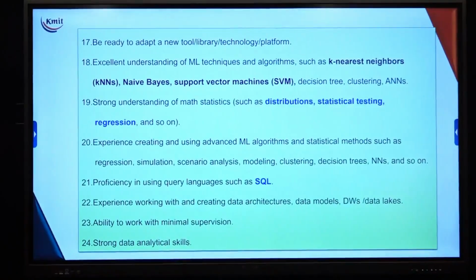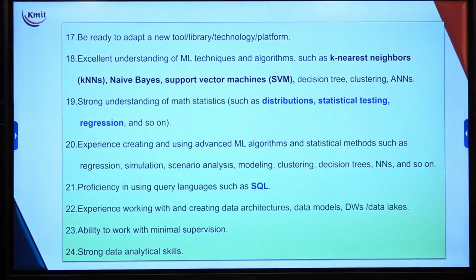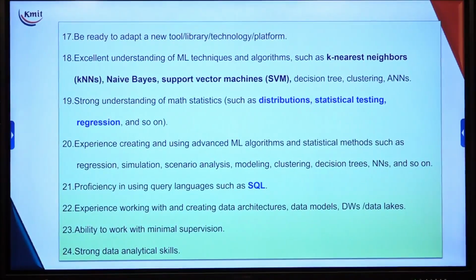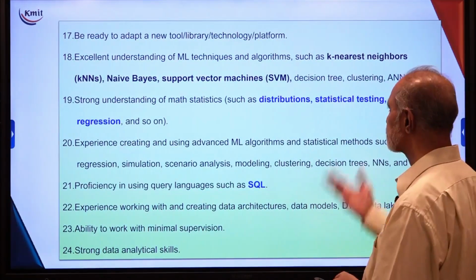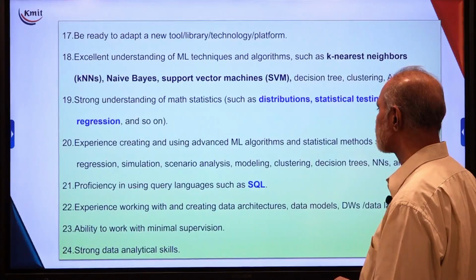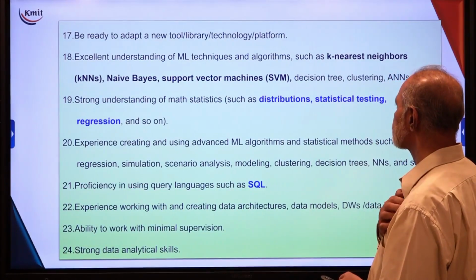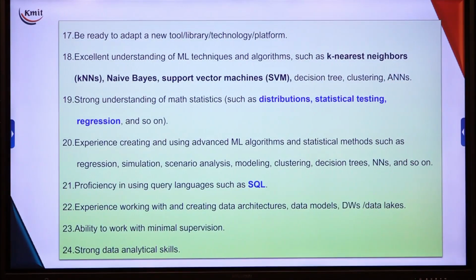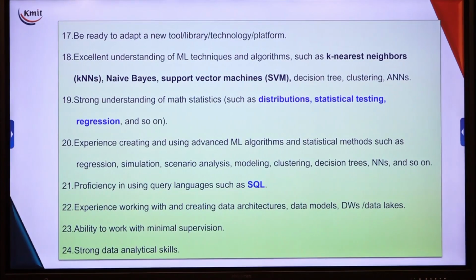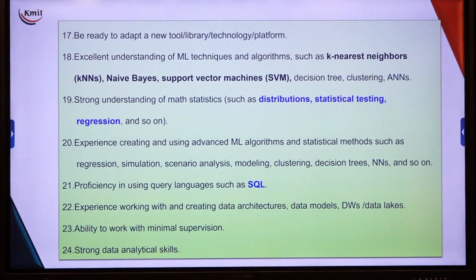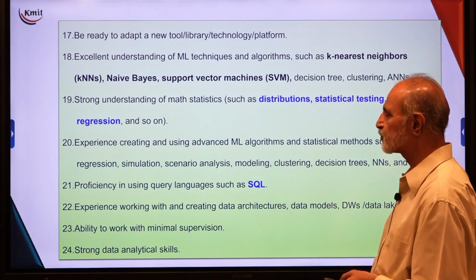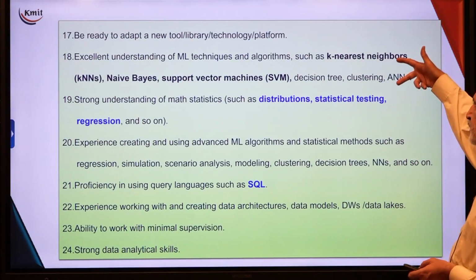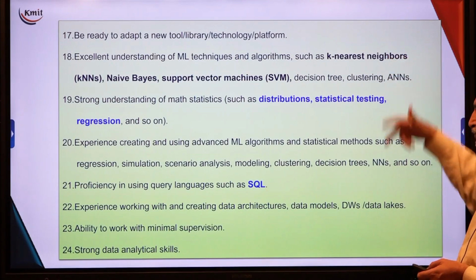Point number 17 tells me be ready to adopt a new technique or new tool or technology or a platform. So, now we have new tools available, Chat GPT and things like that. You should be able to use a new technology. We have so many new platforms which are available. Number 18, excellent understanding of machine learning algorithm like K nearest neighbor, support vector machine, decision tree, clustering, artificial neural network and so on and so forth. That means you should be expert in the machine learning algorithms.